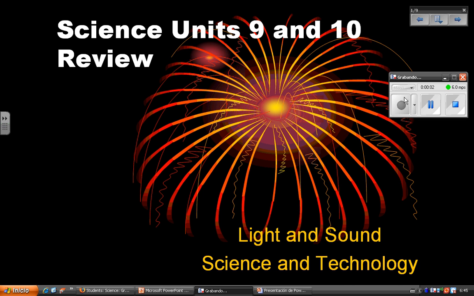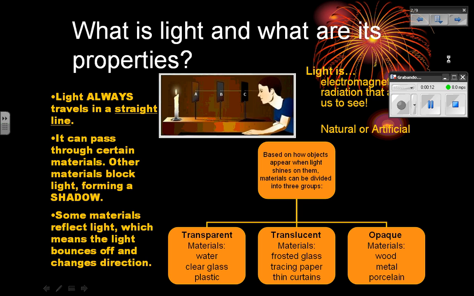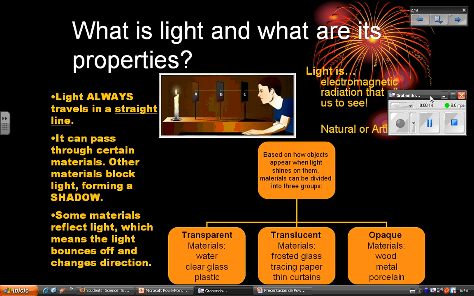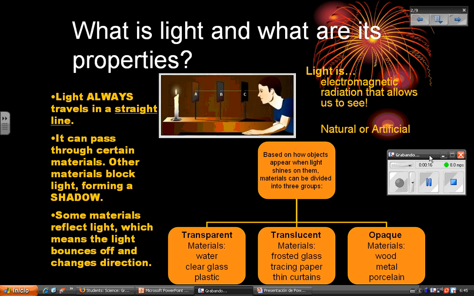Okay, this is Science Units 9 and 10 review. Unit 9 is about light and sound, and Unit 10 is about science and technology. We're going to start by reviewing what is light and what are its properties.